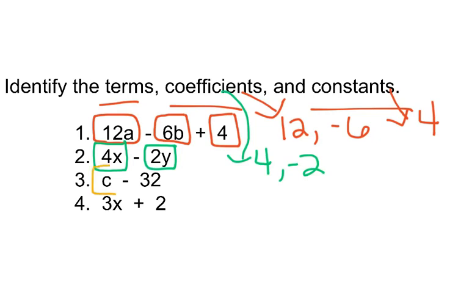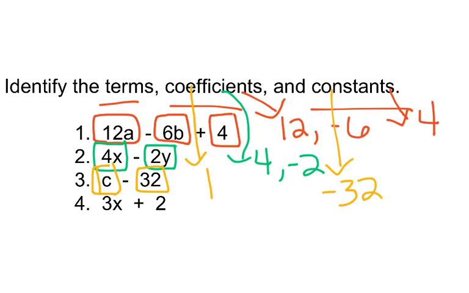In the third one here, we have two terms. Now, for c, you would think maybe you would say it does not have a coefficient. But any variable by itself is actually one of that letter. So this is 1c. So it has a coefficient of 1. And then we have a constant of negative 32. Again, the subtraction in front makes that a negative 32.